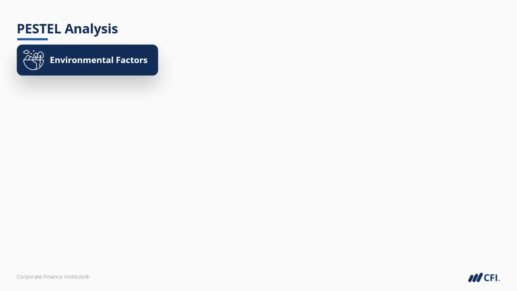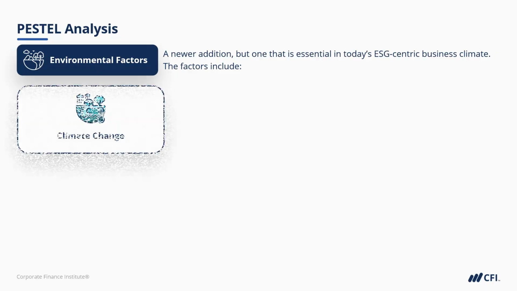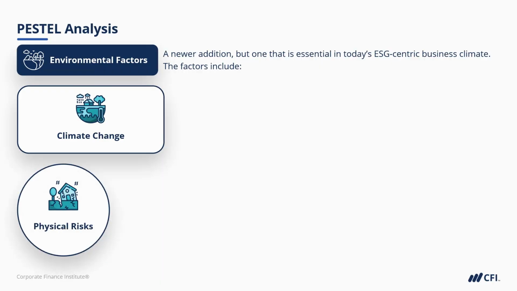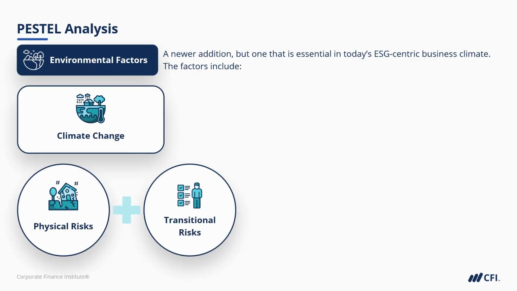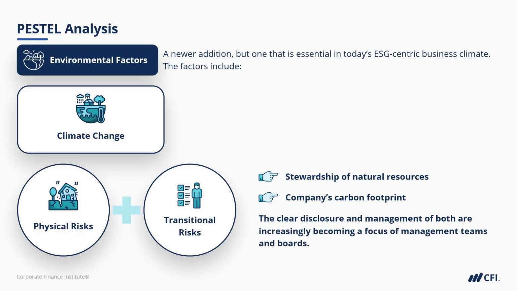The environmental section of the Pestel analysis is a newer addition, but one that is very important in today's ESG-centric business climate. Factors include resiliency to climate change impacts, both physical risks like flooding, as well as transitional risks like changing stakeholder expectations. What, if any, are the ecological impacts of a business or an industry? Things like stewardship of natural resources, like fresh water, as well as a firm's actual carbon footprint, the clear disclosure and management of which are increasingly becoming a focus of management teams and boards.